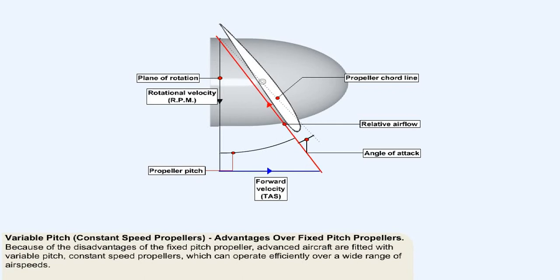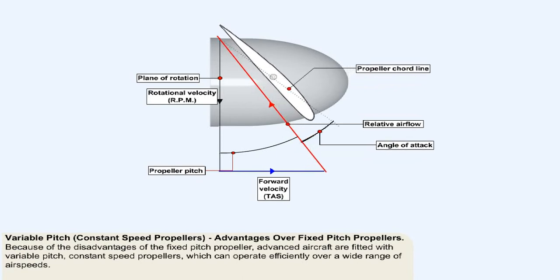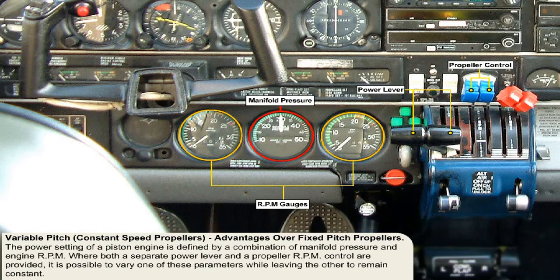Because of all of the disadvantages of the fixed pitch propeller that we have just mentioned, advanced piston engine aircraft are fitted with variable pitch, constant speed propellers. This type of propeller is able to operate efficiently over a wide range of airspeeds. The power setting of a piston engine is defined by a combination of manifold pressure and engine RPM.